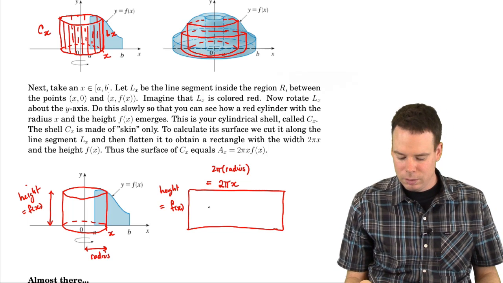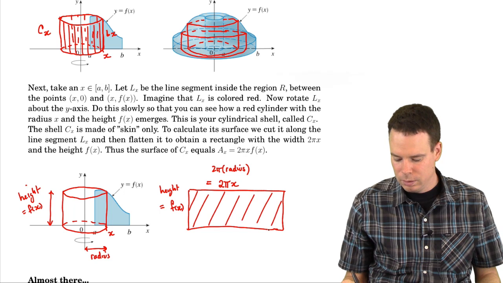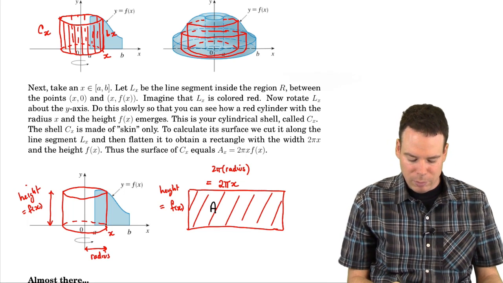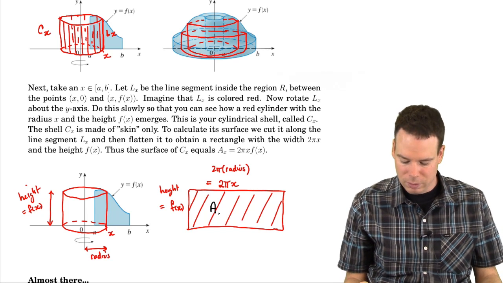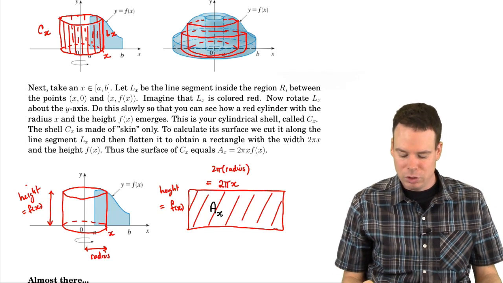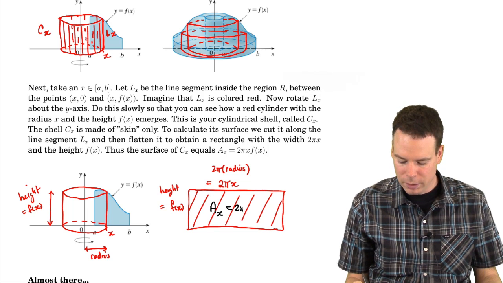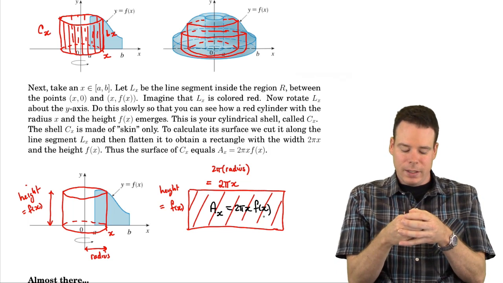So we unroll, we get this rectangle. What is the area of this rectangle? It depends on what position you took your vertical slice at, what x position. So this is really dependent on x, but it's just going to be base times height: 2 pi x times f of x. That's the surface area of one rectangle at position x.